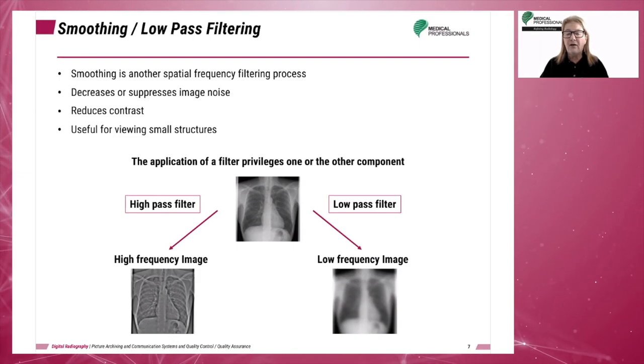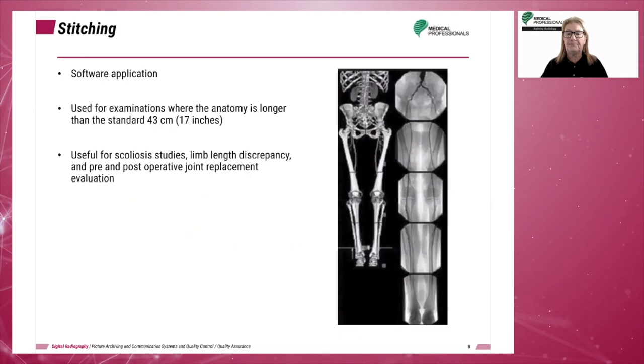The more pixels involved in the average, the smoother the image will appear. This process reduces noise, brightness, and image detail. Scoliosis and limb length studies often must be acquired using multiple exposures on separate image receptors. Once the multiple acquired images are processed in the correct order, stitching software allows the radiographer to join separate processed images into a single image format.